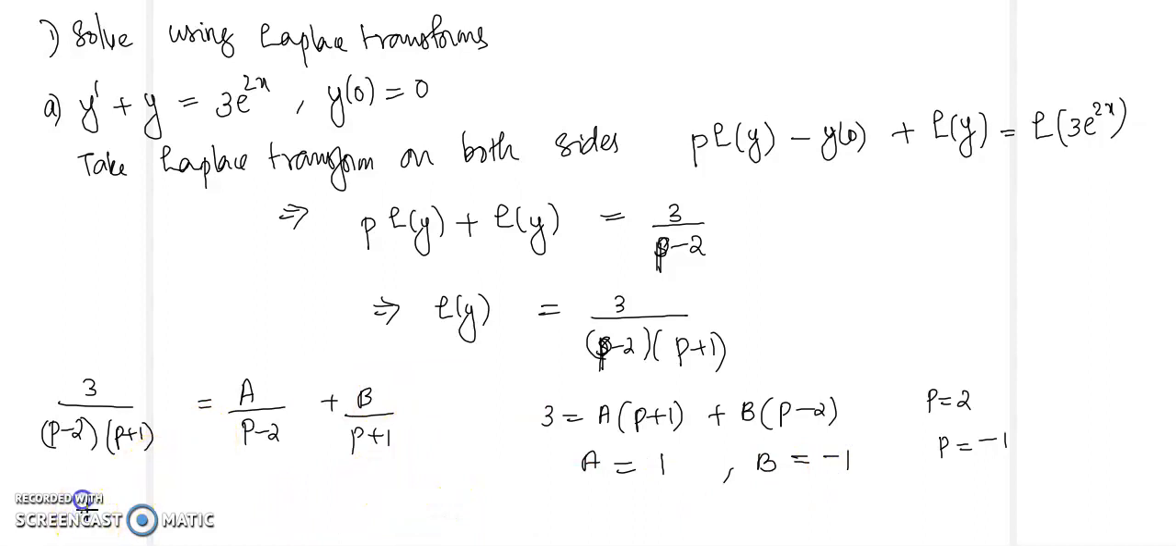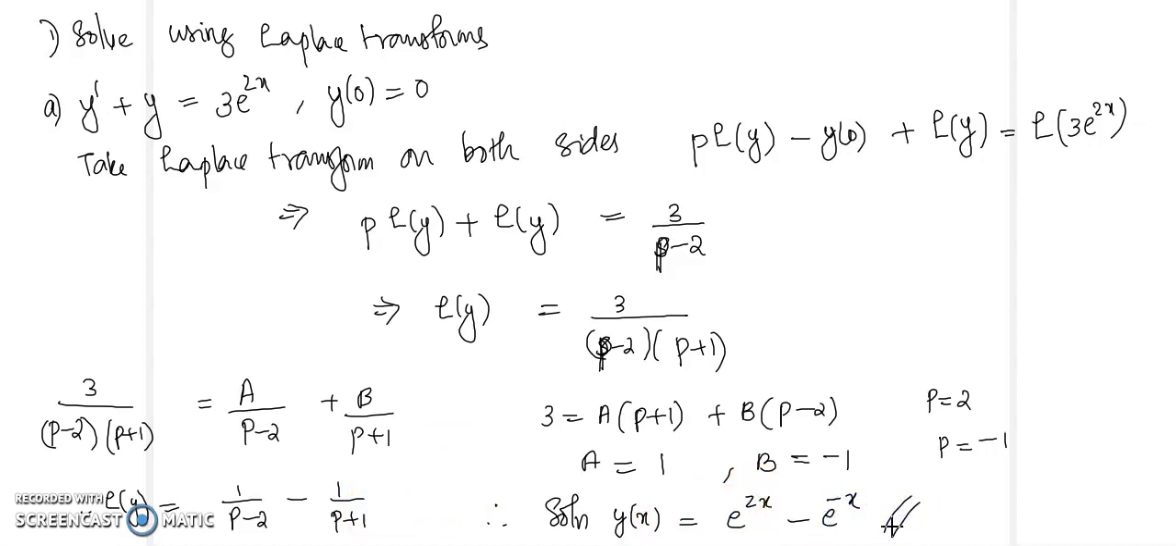So therefore L of y will be 1 by p minus 2 minus 1 by p plus 1. So therefore our solution is y of t equal to, y of x equal to, so 1 by p minus 2 comes when we take e raised to 2x. So it is e raised to 2x minus e raised to minus x. So this will be the value of y of x.